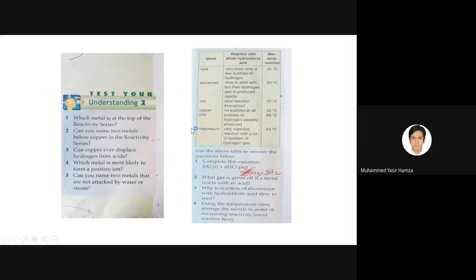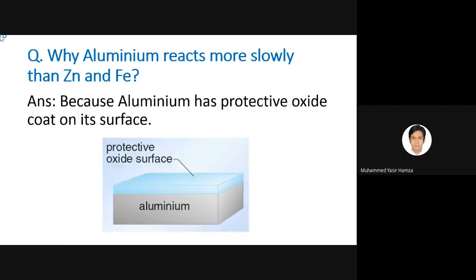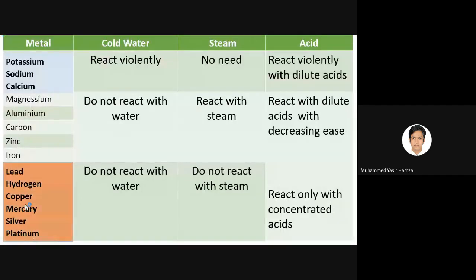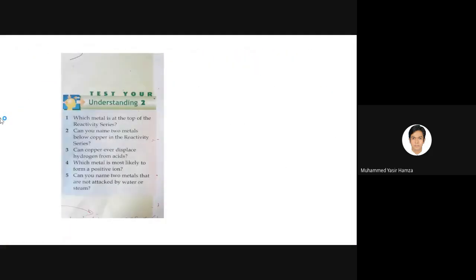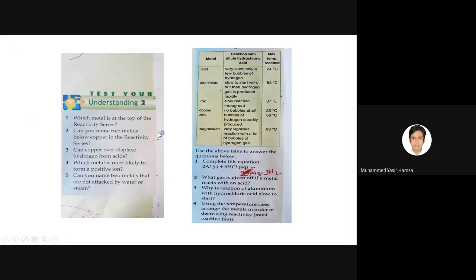So I have given here two homework questions from the book. If you go through this book, you will get to see these questions. And I hope I already discussed all of the questions in my lesson. So if you go through the lesson, you will be able to answer all of these questions. As you can see here, can you name two metals below copper in the reactivity series? Yes, you can name two metals like mercury, silver, platinum, and so many other questions I have already discussed. So these two pictures are given as homework.